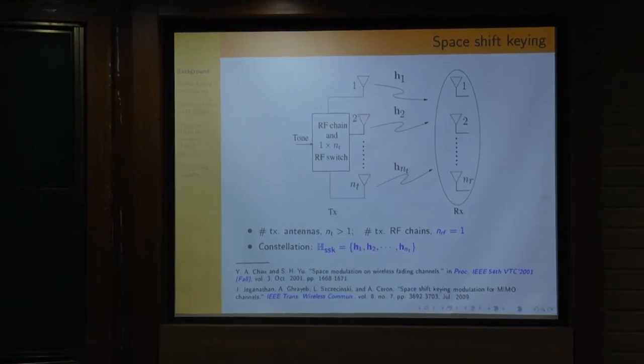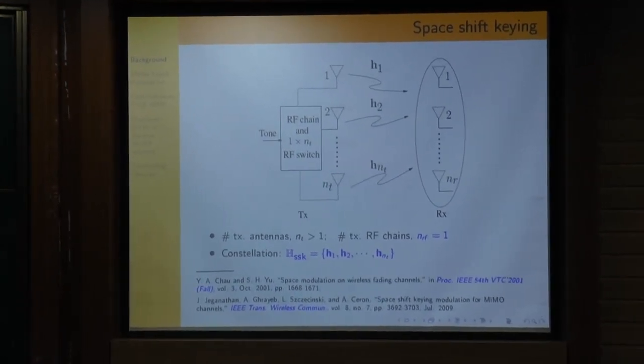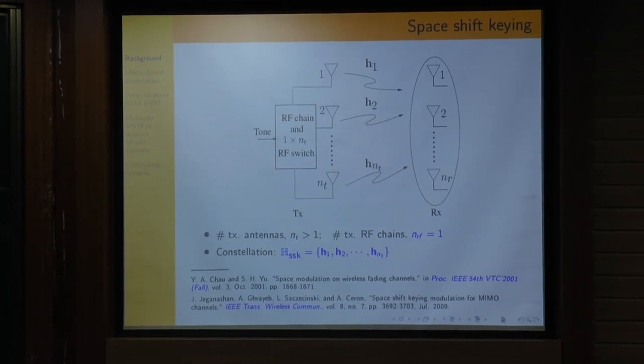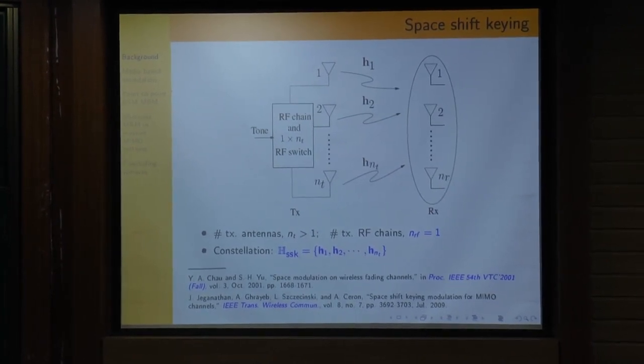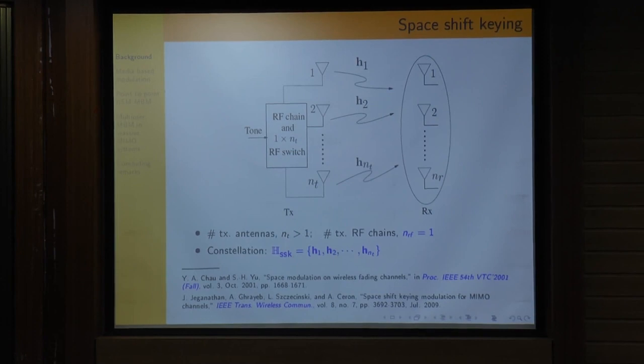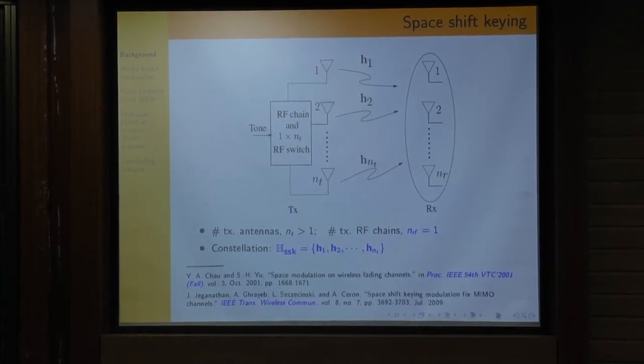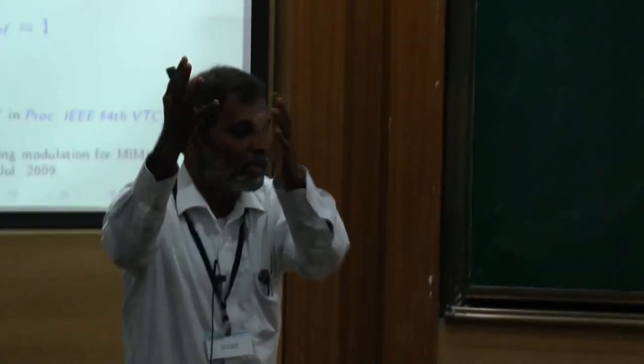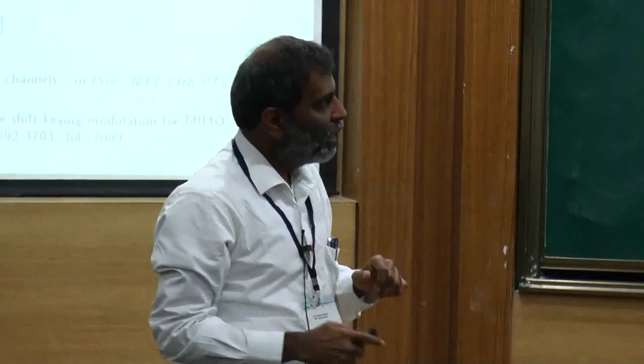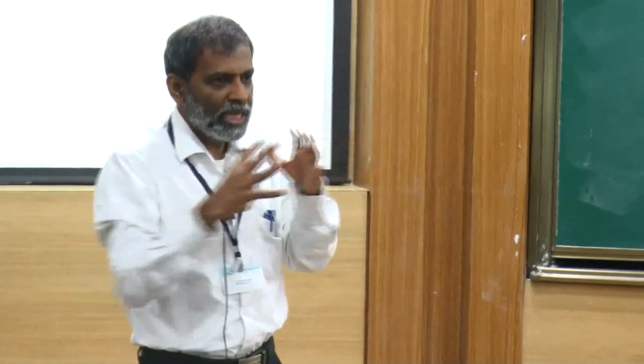I give you NT antenna elements. When I say antenna elements, I'm differentiating them with the notion of antennas. When I say antenna, generally there is a notion of RF chain being associated with that. There's a transmit, you have a baseband converted to an IF frequency, up converted to an RF frequency, power amplified and transmitted. That is an RF chain, right?